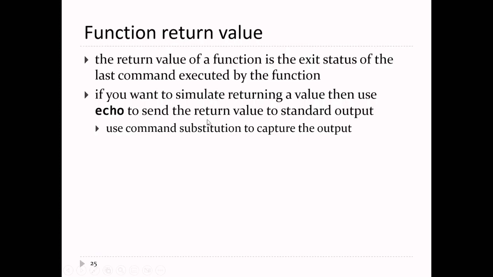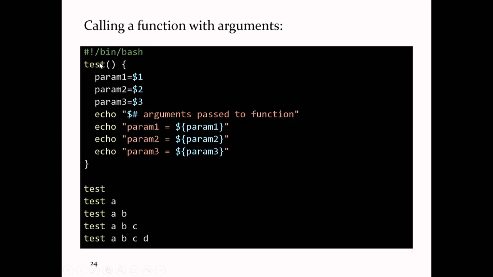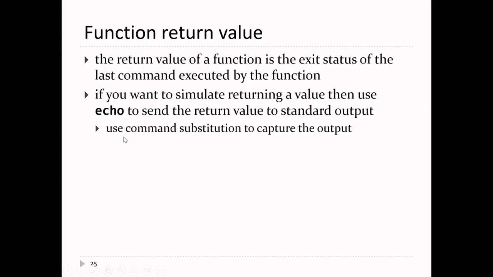Okay, what about return values? So the return values are stranger yet. The return value of a function is the exit status of the last command executed by the function. So in other words, the return value of test is the exit status of that echo command. That echo command prints a valid string, so that's going to have an exit status of 0. There's no error printing that string. So test is going to return the value 0. It's the exit status of the last command executed in the function.